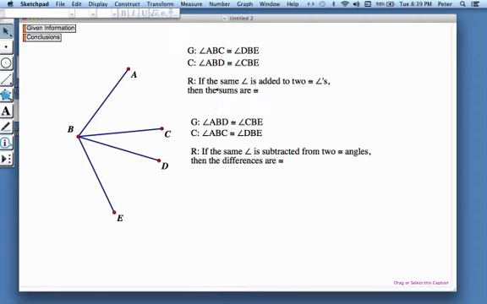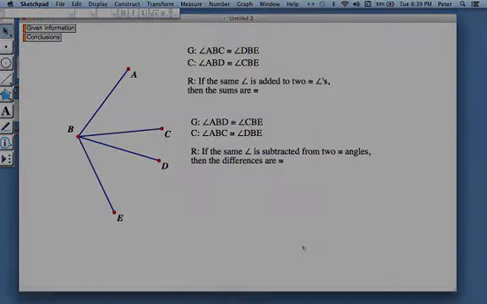So add these two theorems to the addition and subtraction theorems we had for segments. Make sure you're keeping up with making flashcards. Alright, now let's take a look at two more theorems.